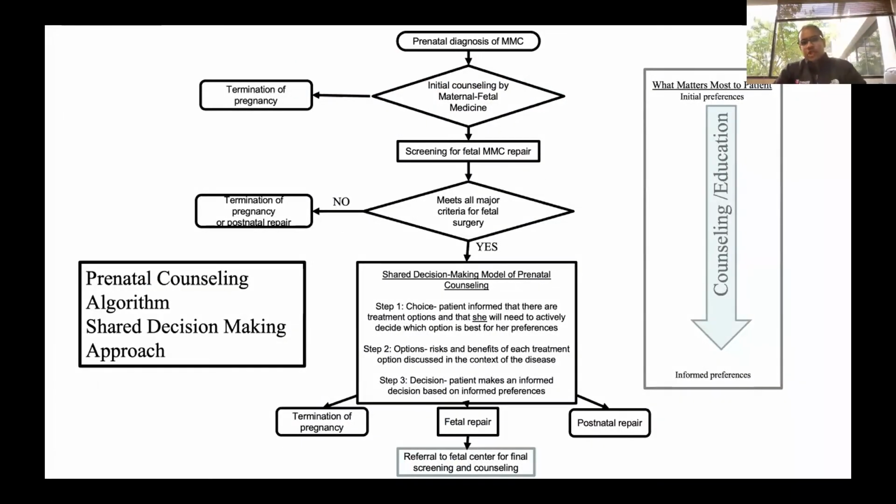This is an example of a counseling algorithm for prenatal diagnosis of myelomeningocele. And I think it encompasses really all the contingencies that we need to think about.